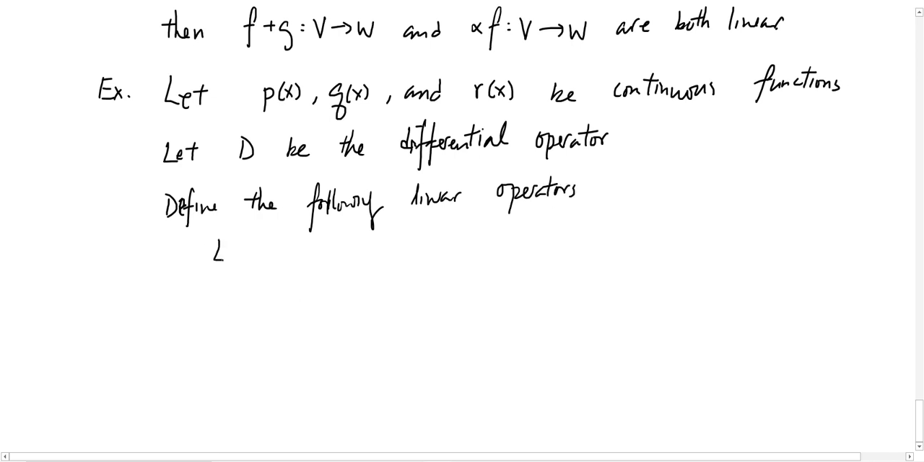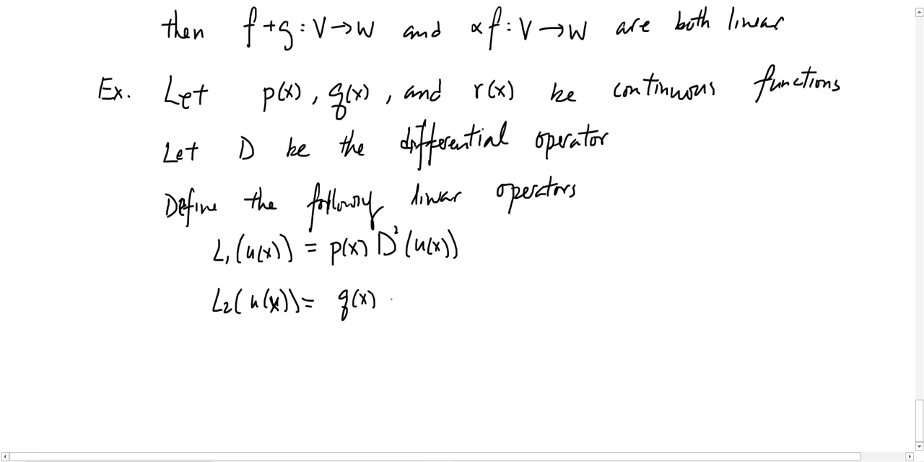So my first linear operator is L1 of some function u of x, and that would equal p of x multiplied by d squared of u of x. And I'm going to define L2, my second linear operator, on u of x, and that would equal q of x multiplied by d of u of x.